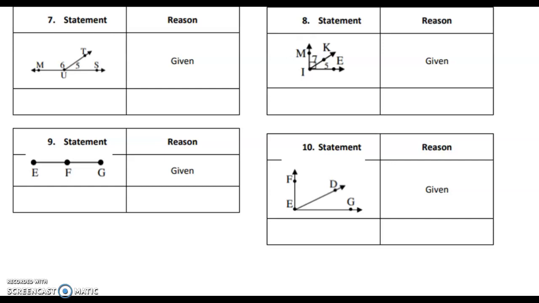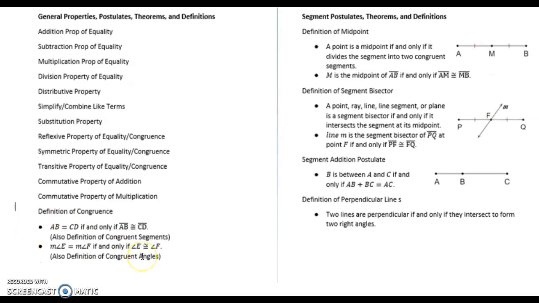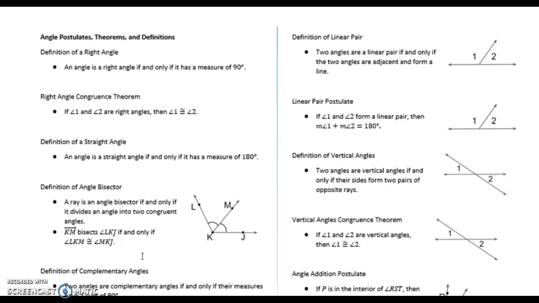Okay, so let's go ahead and look at number 7. On 7, the statement is actually just a picture. If you look at this picture, we're going to go look at our proofs resources page and see if we can find a similar image. On my proofs resources page, I'm going to go underneath general properties and segments, turn to the next page, which is angle properties, because I could tell that those were angles. If you look at the pictures, the two pictures I have are right here, definition of linear pair and linear pair postulate. That very much looks like the pictures I have.